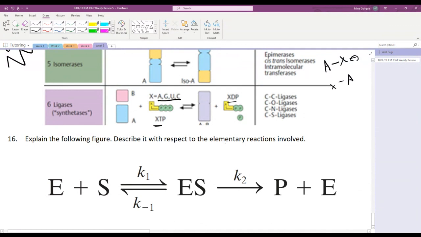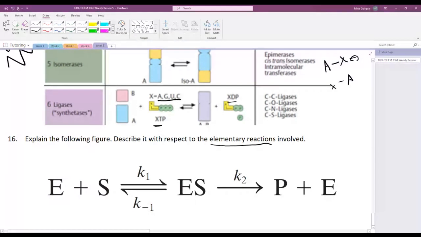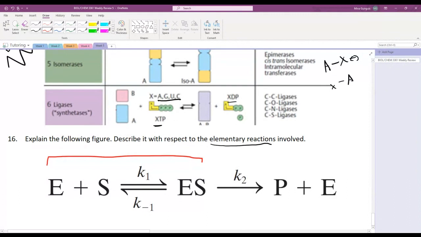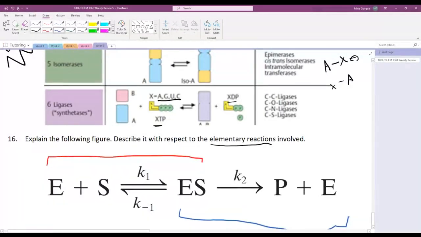So just explaining this figure with regard to the elementary reactions, remembering again, all the way back to Gen Chem, the elementary reaction is an individual step. So I'm going to change color so that we can see the individual steps. This is one step. Your E and S going to ES, and I'm going to explain this figure in a lot more depth in a moment. Your second step is going to be ES going to P plus E.